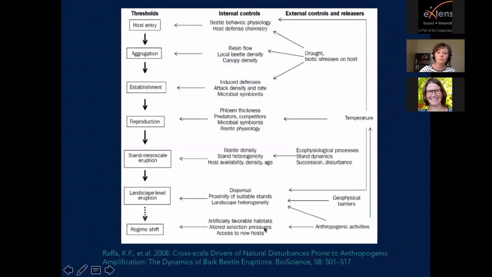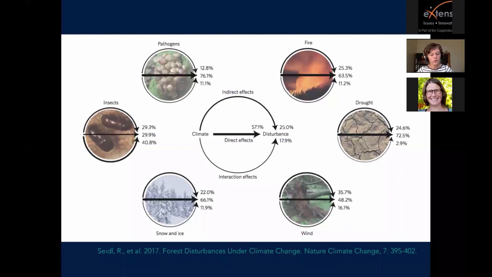This is just a brand new paper by Rupert Seidl and others. And it's a really interesting piece of work because what they did is they took papers from 1990 onwards and analyzed over 670 papers for all of these different disturbance types. And what they did is they quantified, based on all of this meta-analysis, to what extent different disturbances are driven by direct effects, so climate. So these are the unmediated impacts of climate on a disturbance process.